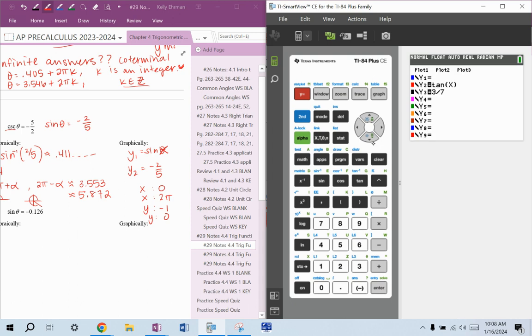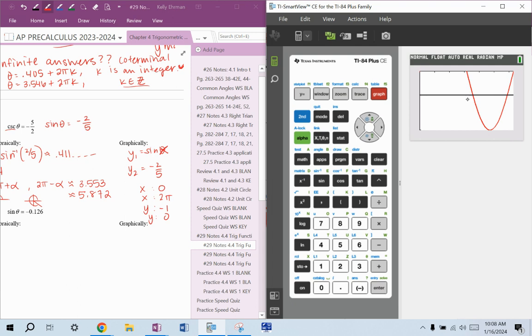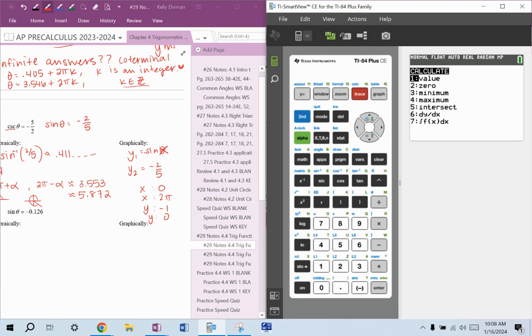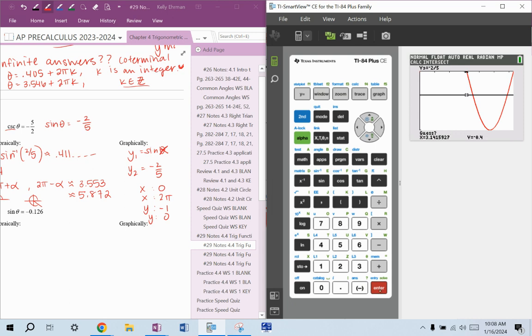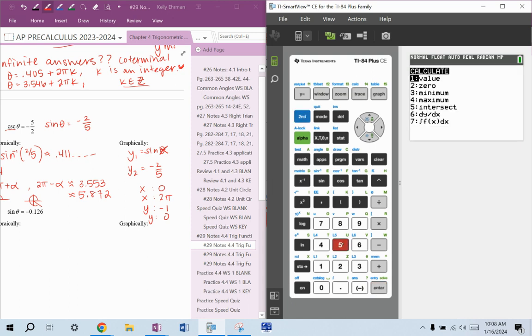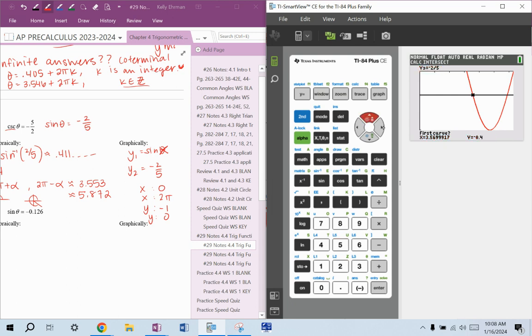Oops, I need to type this in first. Okay, so sine of x and negative 2 over 5. That's better. So I see 2 sections there. I can find the intersection. Enter, enter, enter. There's 1. And the other one, I like to be on the black line or the horizontal, whatever it is, so that I can get closer easily. Enter, enter, enter. There's the other one.